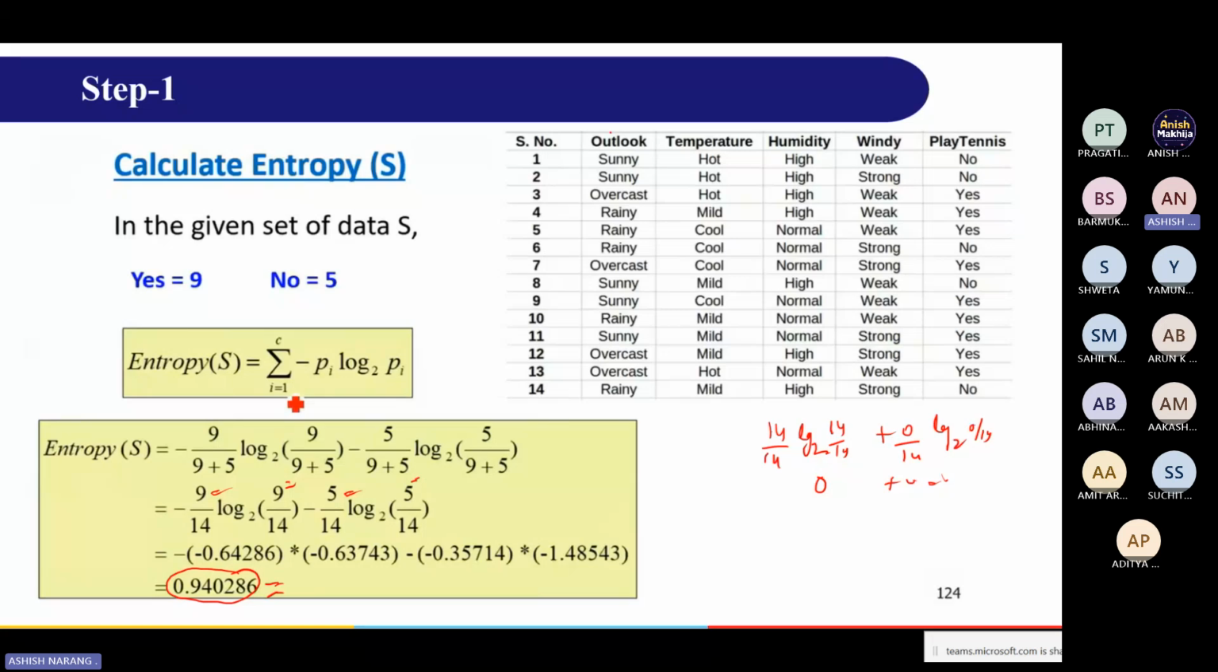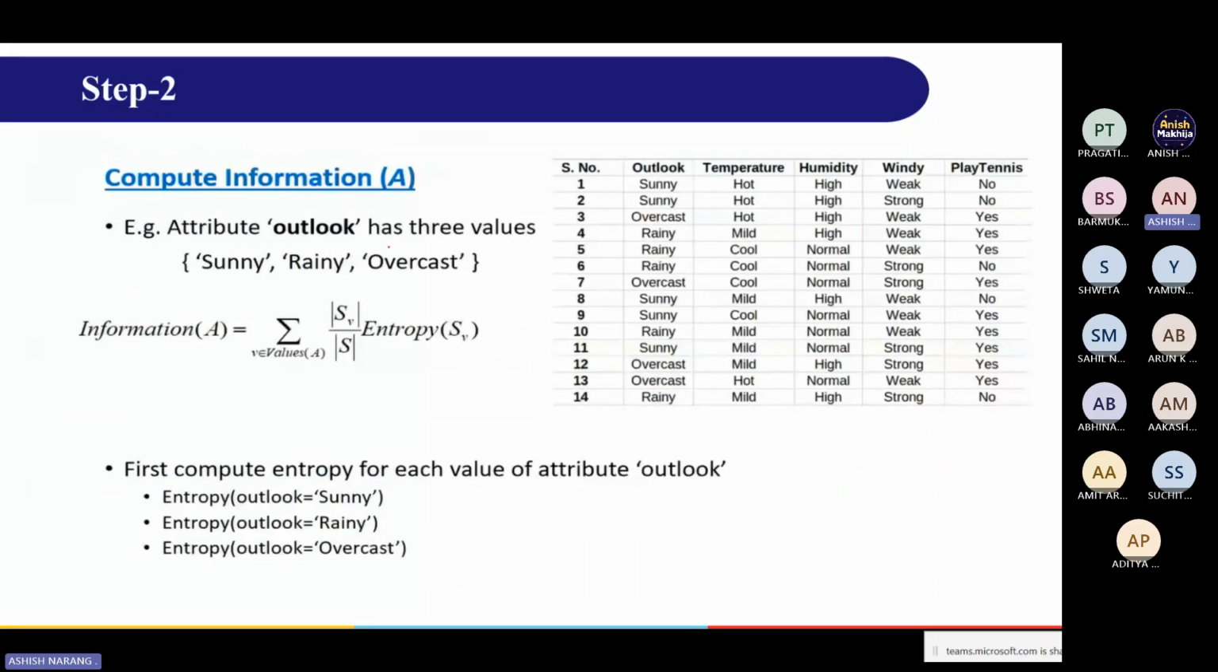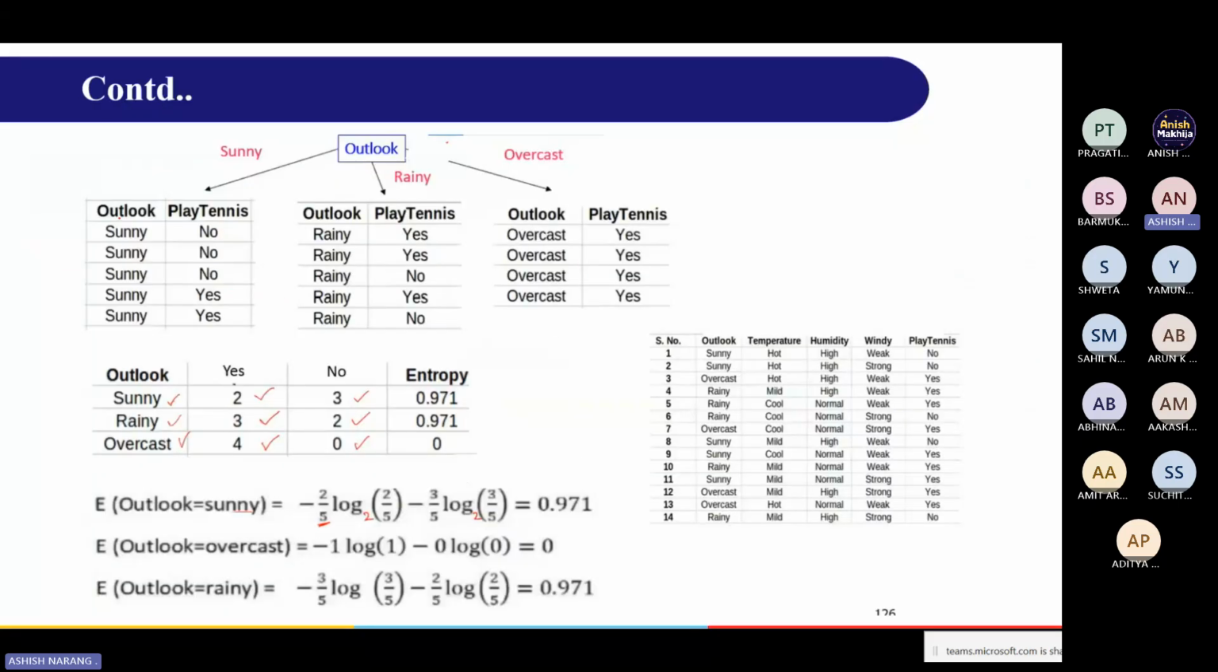Now, which one should I pick first? Outlook, temperature, humidity, and windy. We know we need to pick one attribute and check the information gain, right? How to check it now? Let's talk about outlook first. Outlook has 3 values: sunny, rainy, and overcast. Right? Now, how to check it? When it comes to sunny, right? All these calculations I asked you earlier, right? Sunny has 5 records. 3 belong to no, 2 belong to yes. Rainy has 5 records, 3 yes and 2 no. Overcast has 4 records, all belonging to yes. Right?